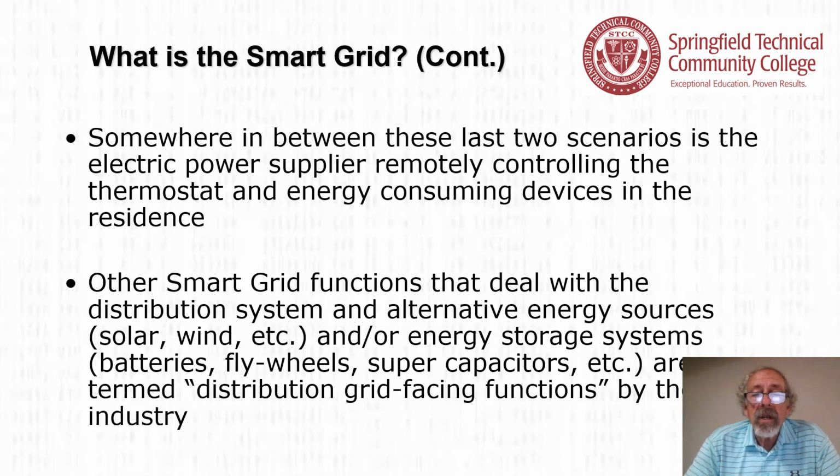Somewhere in between these two scenarios is the electric power supplier remotely controlling the thermostat and energy-consuming devices in the residence. People did not like that idea. Other smart grid functions that deal with the distribution system and alternative energy sources like solar, wind, and so forth, and/or energy storage systems, batteries, flywheels, supercapacitors, are termed distribution grid-facing functions by the power industry, and the smart grid would be involved with all that.